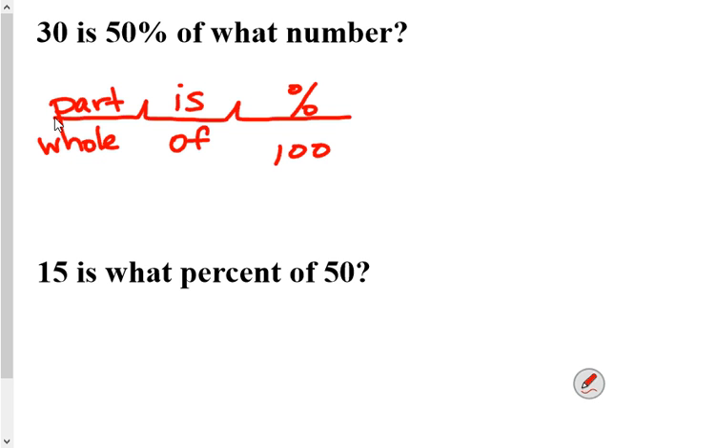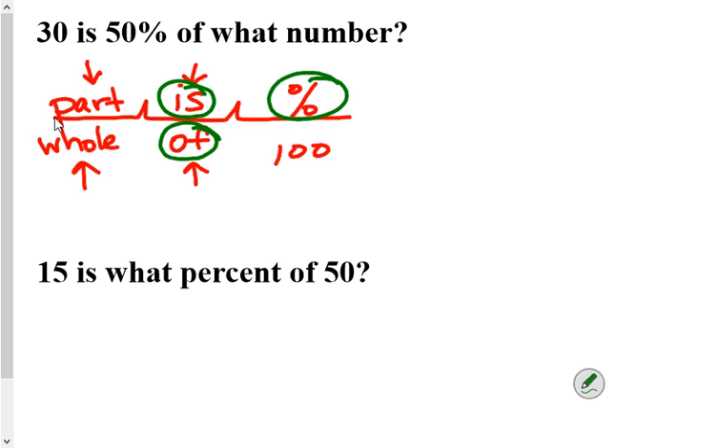I'm setting it up that way because I would be saying something is part of some whole, and then I can always represent that as a percentage. So that's why percent out of 100 is my last section. When I look at a sentence like the question that's being asked, 30 is 50% of what number? I look for those keywords, is, of, and I look for the percent.